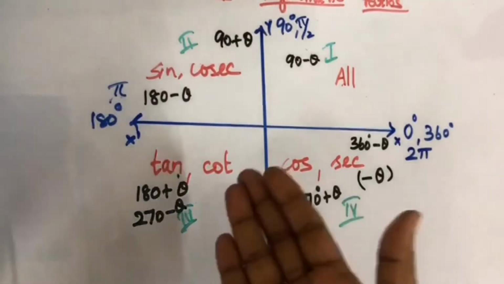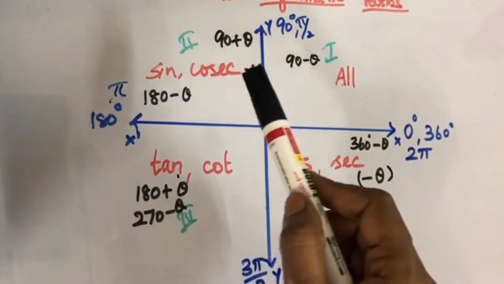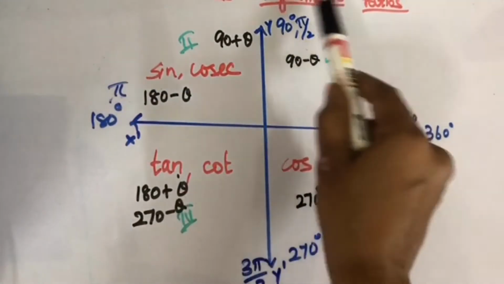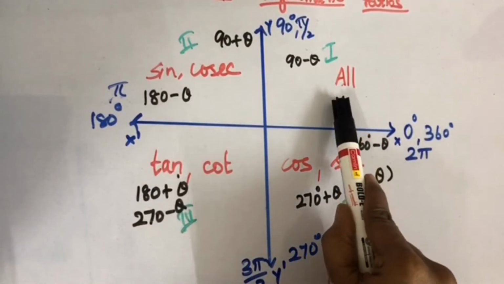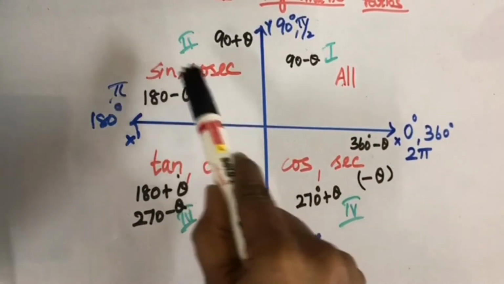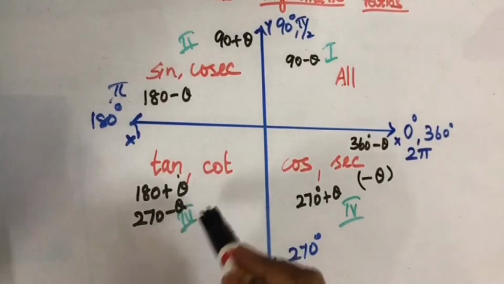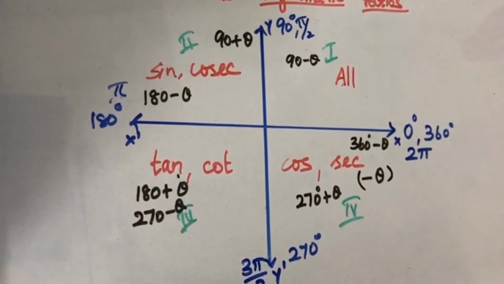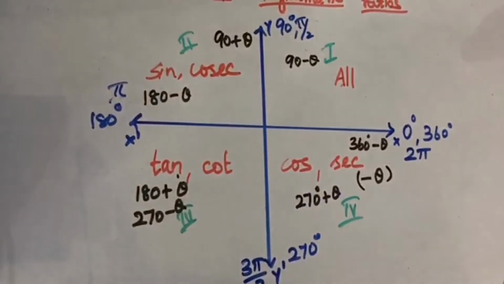How will you identify? Okay. So, for the sign of the ratios, you can decide according to this. In the first quadrant, if it lies, then all ratios are positive. If it lies in the second quadrant, sine and cosecant only positive. Okay. Similarly, in the third quadrant, tan and cot only positive, all the other ratios are negative. Okay. How will you identify the change in trigonometric ratios?